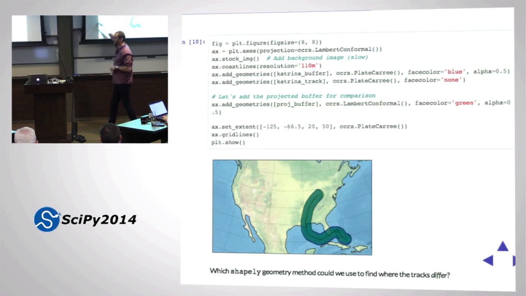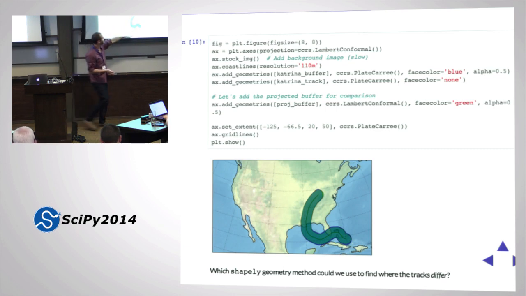And then I add the projected buffer to that. This thing here, proj buffer. And that is already in Lambert conformal conic. So I specify that here. I made that one green. Set an extent so that it's nicely plotted. Add some grid lines for fun. And then I show that plot. And so now I have the path of Katrina with the blue one, which is the original distance, and the green one is the projected buffer.